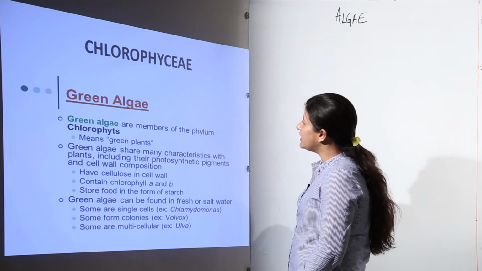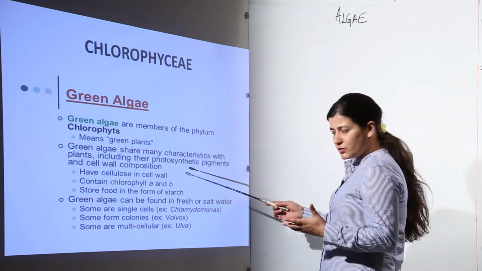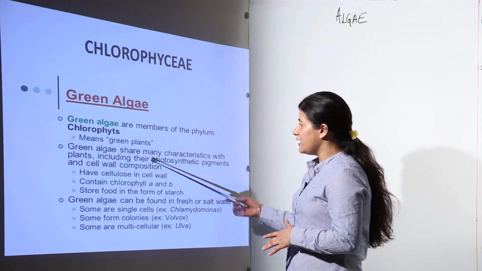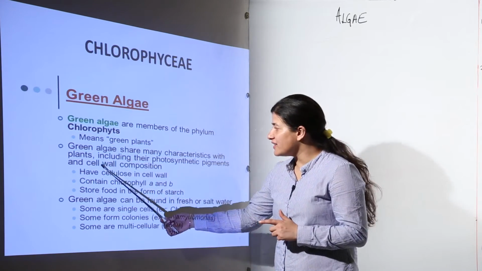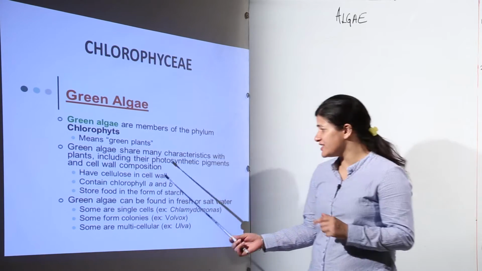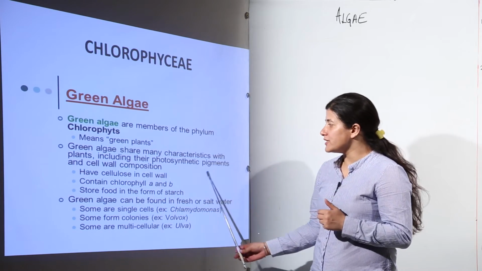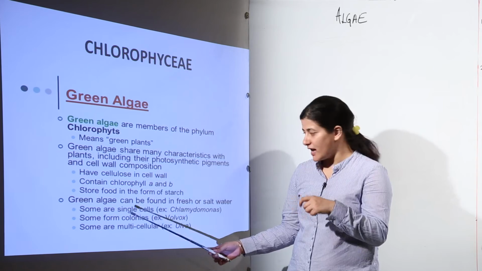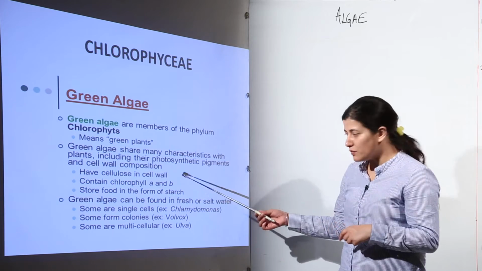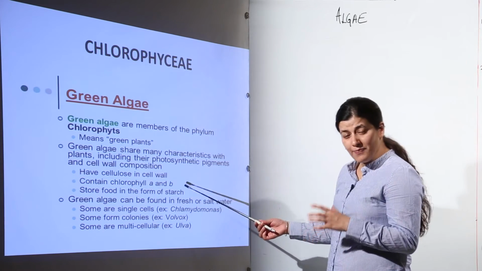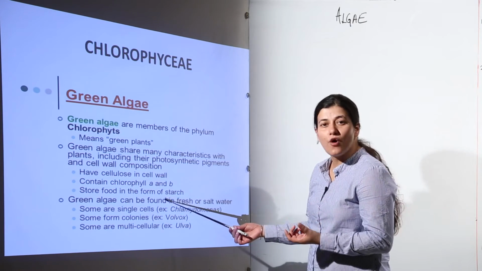Seeing the characteristics of green algae, they are members of Chlorophyceae, which refers to the green part. They share many characteristics with plants, including their photosynthetic pigments and the cell wall composition. So first thing is that their cell wall would be made up of cellulose. Secondly, their photosynthetic pigments would be those present in higher plants, so they would be chlorophyll A and chlorophyll B. And what is the food reserve material in which the food is stored? That is in the form of starch.